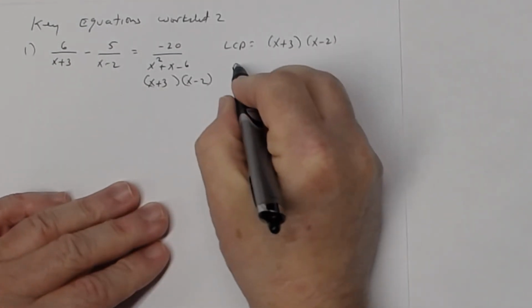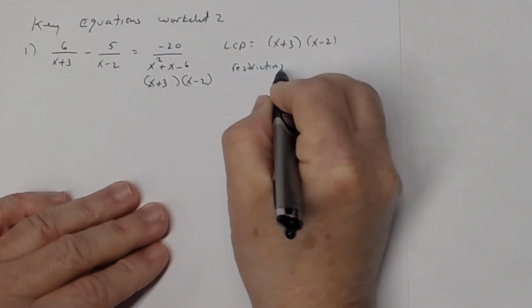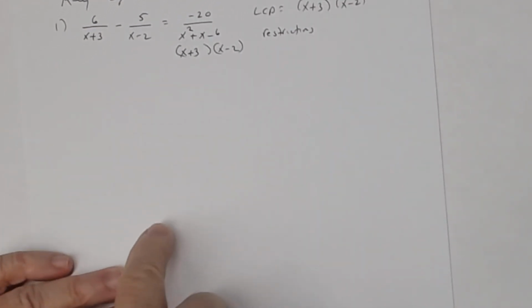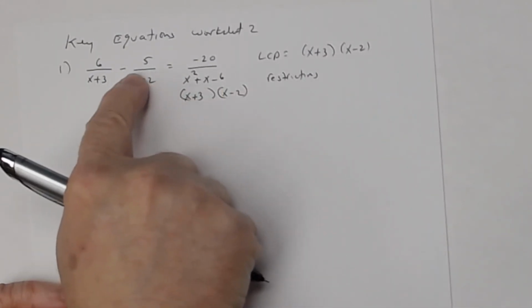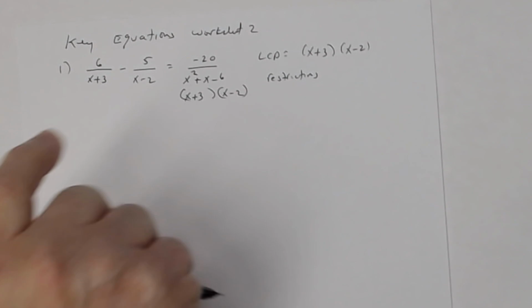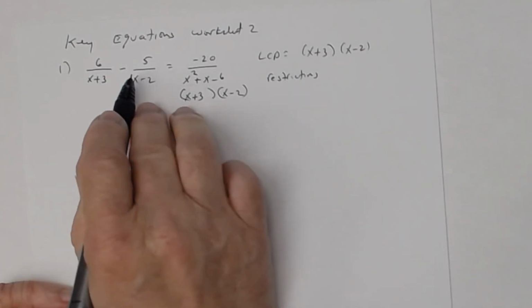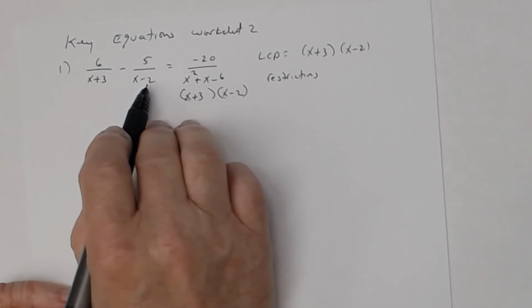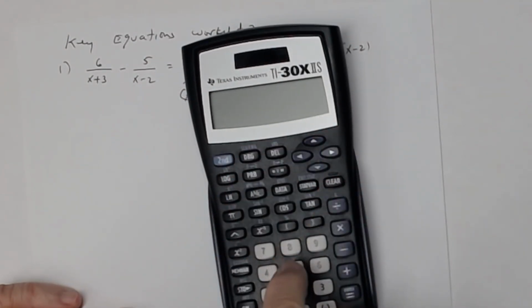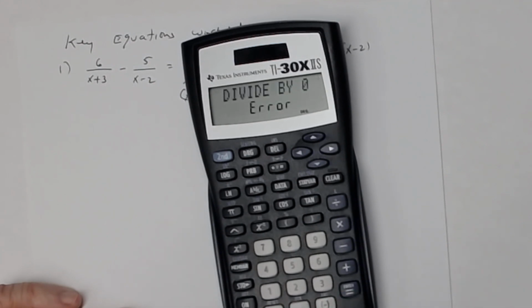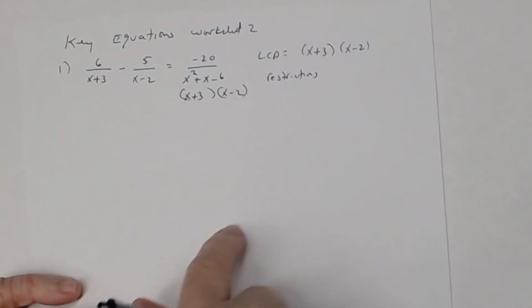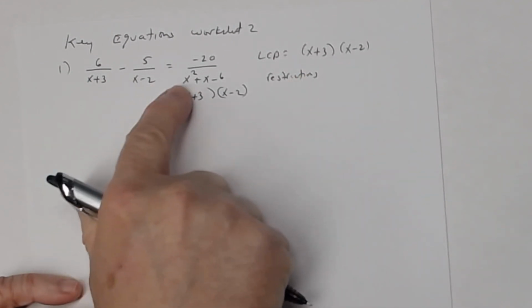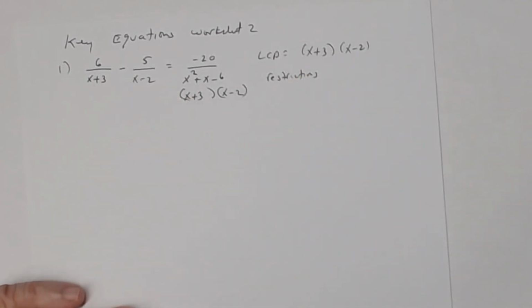Then you want to find the restrictions. In other words, if you do all this work and you come out to be, let's say, x equals 2, then x equals 2 cannot work, because when you substitute 2 here, 2 minus 2 is 0, and you cannot have 0 in the denominator. 5 divided by 0 is undefined. You get a divide by 0 error, which means you cannot divide by 0. So x equals 2 would be one of your restrictions, and you couldn't use it. That would not be a solution.